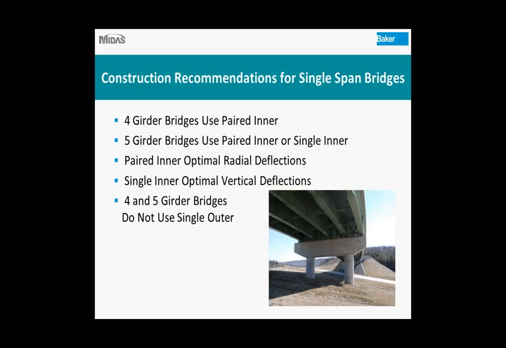But based on the bridges that we looked at, we found that for the 4-girder bridges, for single spans, remember that the paired inner construction method was the best to minimize our deflections. And for the 5-girder bridges, either the paired inner or single inner. The paired inner had the optimal radial deflections, and the single inner had the optimal vertical deflections. And another thing that came out of all these analyses was that for the 4 and 5 girder single span bridges, we recommended not using the single outer construction method. This method consistently resulted in deflections that were much higher than any of the other methods.